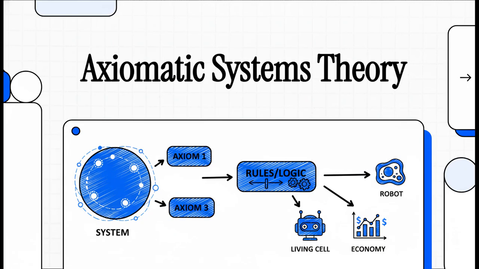Have you ever just stopped and wondered if there's some kind of hidden language, like a single set of rules that could describe and maybe even control almost any complex system you can think of? Well, today we're going to dive into a theory that tries to do exactly that. And it all starts with a question that sounds pretty simple on the surface.